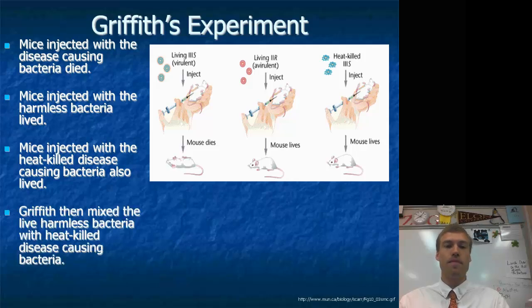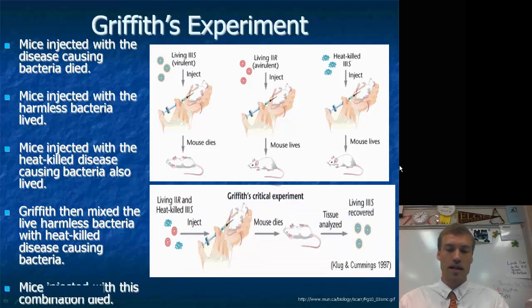What he then did was he mixed some of the live harmless bacteria with the heat-killed bacteria. And the question is, what happened to the mice? Well, the mice died. The mice that were injected with the combination died as if they had been injected with the living virulent bacteria. And when they recovered some tissue samples and analyzed them, they actually found the living virulent bacteria, even though that wasn't what they put in.